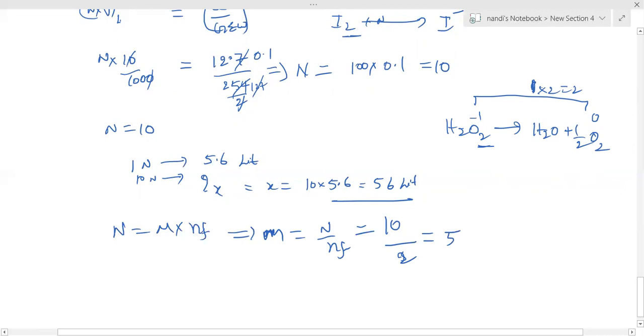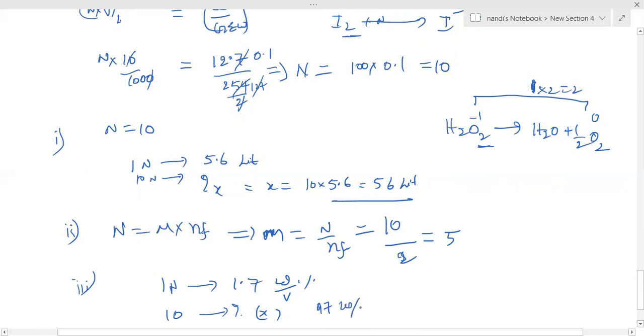Next, if you need to calculate the percentage strength, this is the third one; first, second, third, I think I mentioned A, B, C. 1 normal equals 1.7 W by V percentage strength. Then 10 normal equals 17 W by V percent. This is for H2O2, which I mentioned clearly with an example.